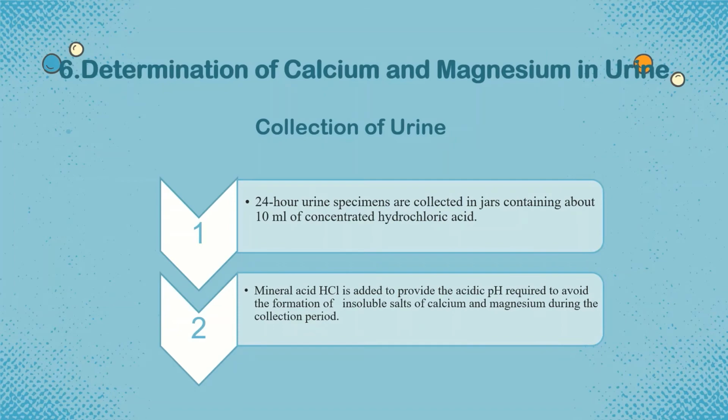the next application is determination of calcium and magnesium in urine. The first step is definitely the collection of urine. 24-hour urine specimens are collected in jars containing about 10 ml of concentrated hydrochloric acid.